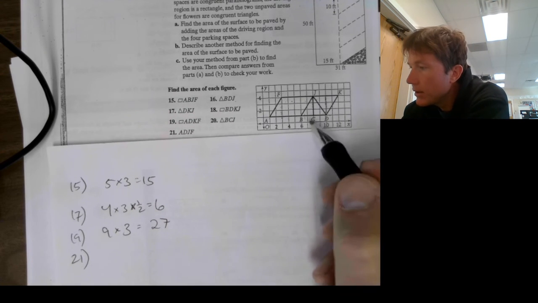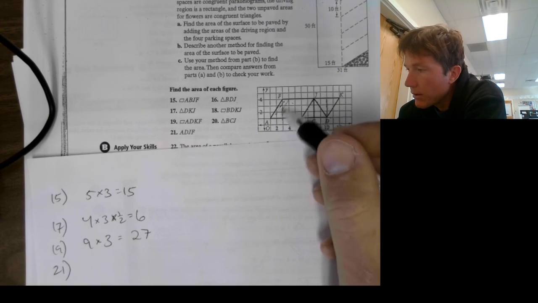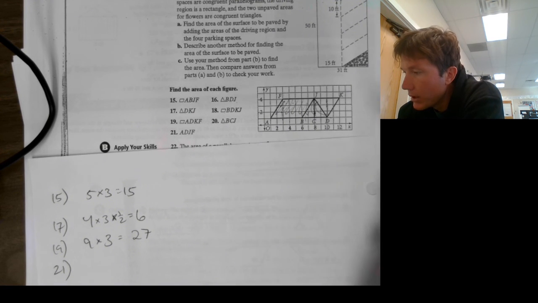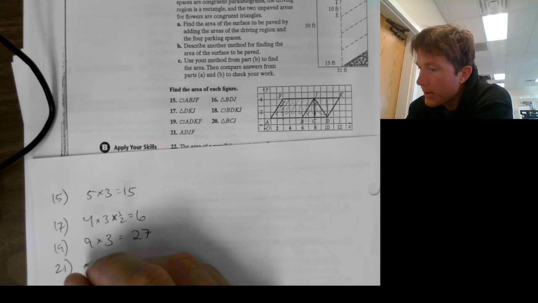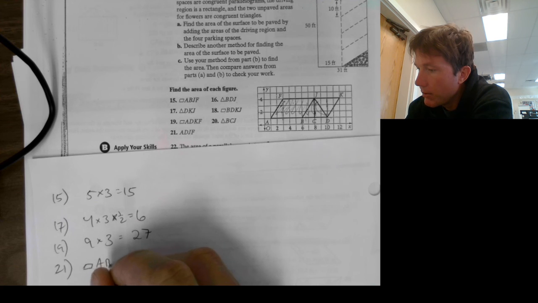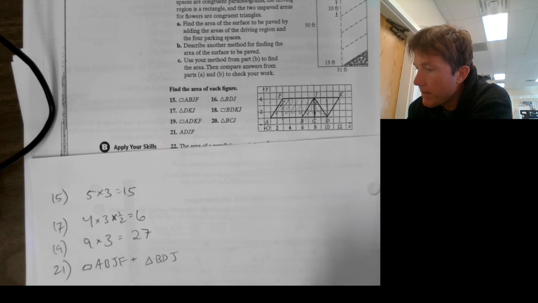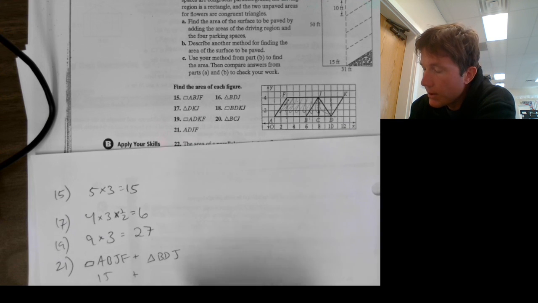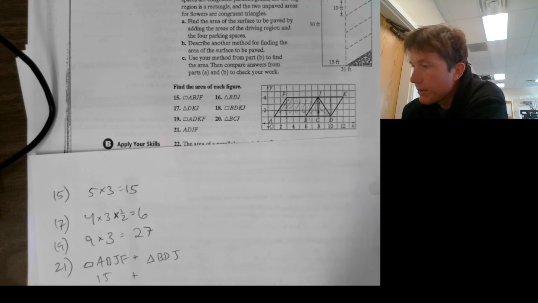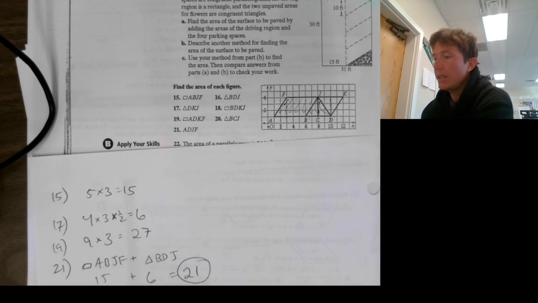And then ADJF. Okay, this one's a composite figure. ADJF is this trapezoid. So what I'll do is I'll find out the area of this parallelogram, ABJF, and I'm going to add it to the triangle BDJ. We figured out what ABJF is in the beginning. That was 15 units squared. BDJ is 4 times 3 times a half, so that's 6. So the shape ADJF is equal to 21.